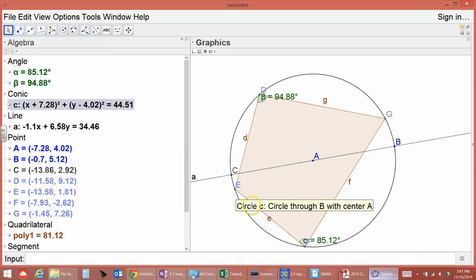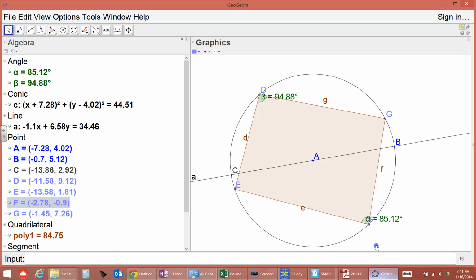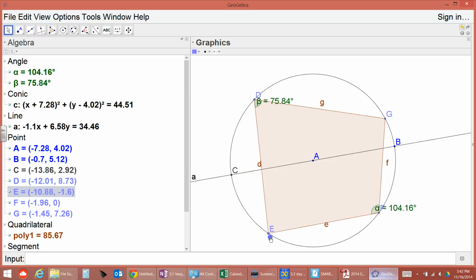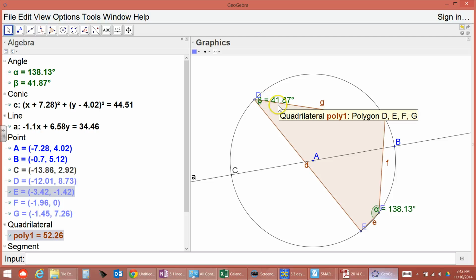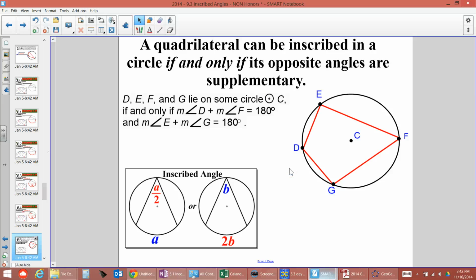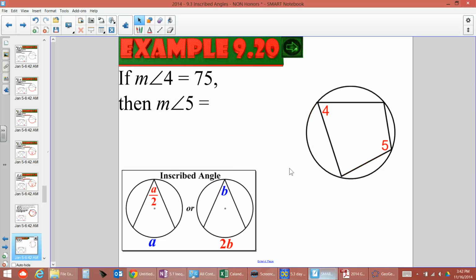What's really cool about that is these values, if I move this one, it doesn't change. If I move this one, it doesn't change. They're still covering the same arcs. But if I move E around, 138 plus 42, sorry, makes 180. So right here, the opposite angles have to be supplementary if it's inscribed in a circle.